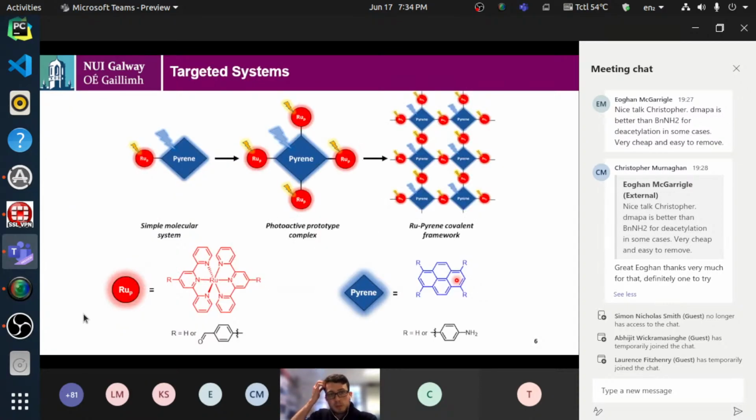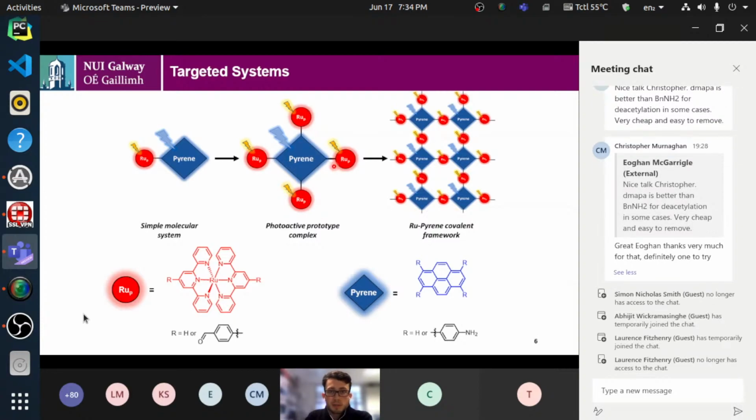So in this work, we looked into creating a simple molecular system using a ruthenium terpyridine. We looked at ruthenium because ruthenium polypyridyl complexes are known to be very good photoactive materials, and linked that to a pyrene moiety to see if we have improved light harvesting. We then looked into creating a photoactive prototype complex, having the central pyrene substituted with 4 ruthenium complexes, and from there we looked into creating the ruthenium pyrene covalent framework.